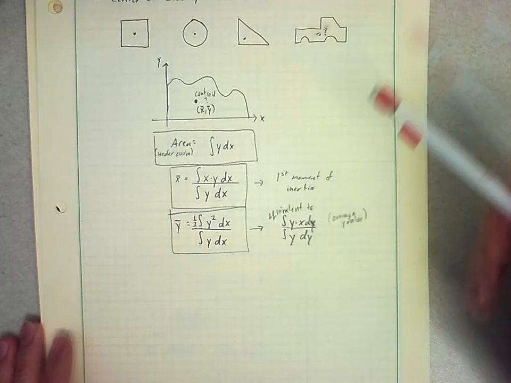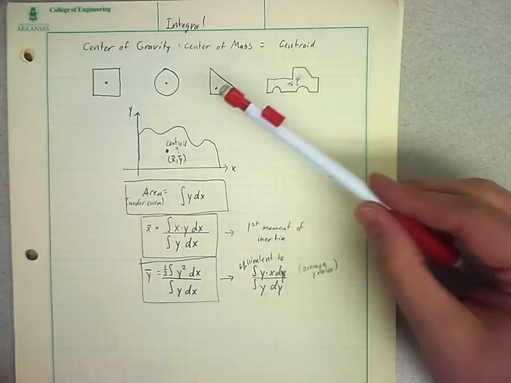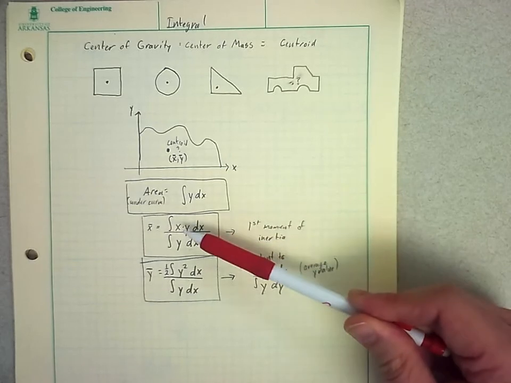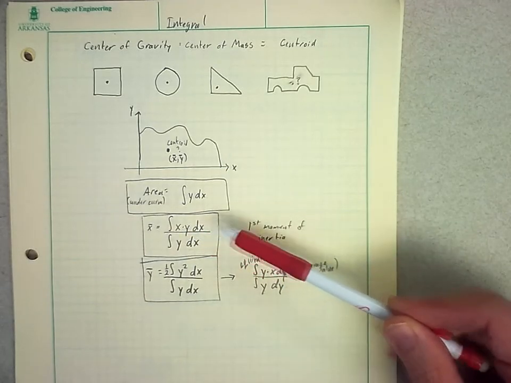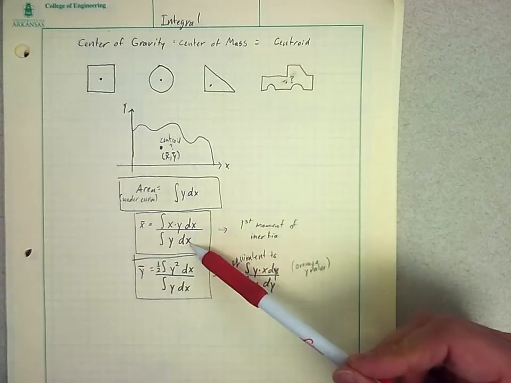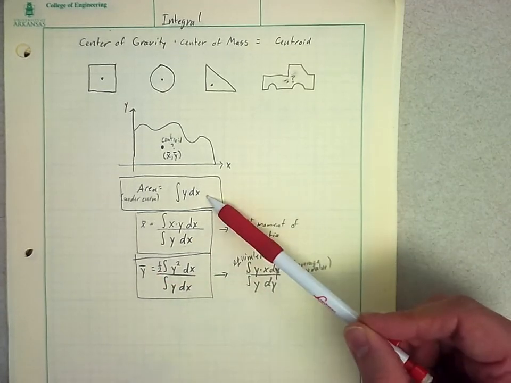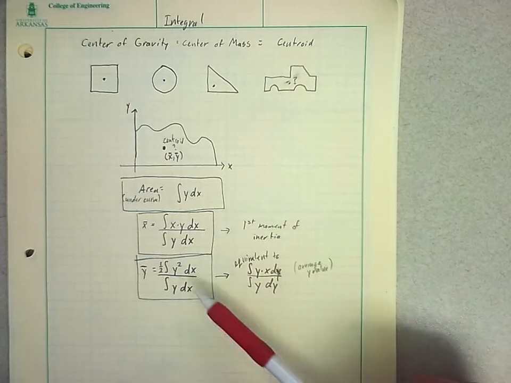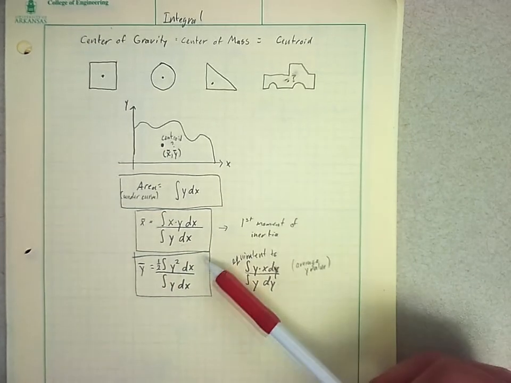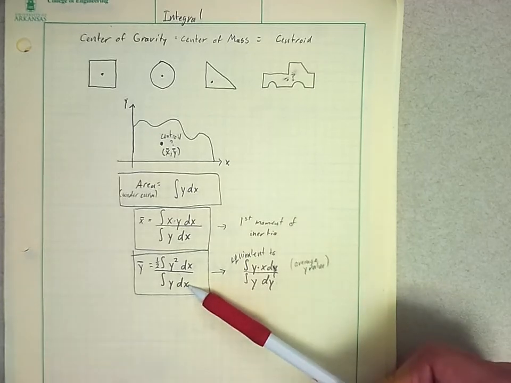For center of gravity, center of mass, or centroid, if it asks for any of those three things, we need that x bar is the integral of xy dx divided by the integral of y dx. And remember that the integral of y dx is just the area. And for y bar, it's 1/2 the integral of y squared dx on top. And again, it's the same function for area on the bottom.